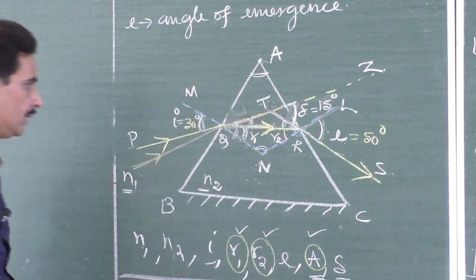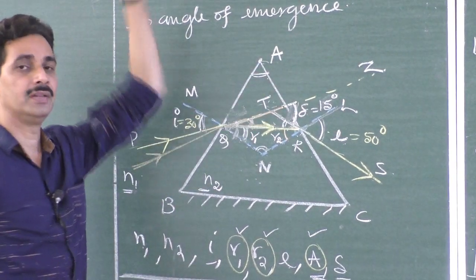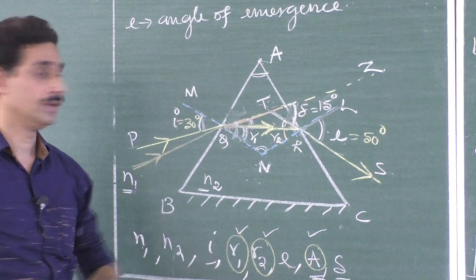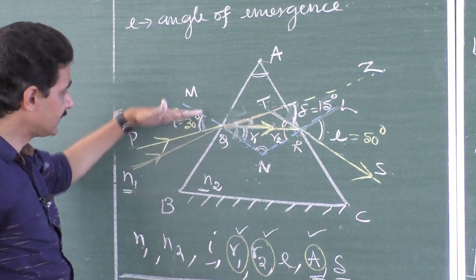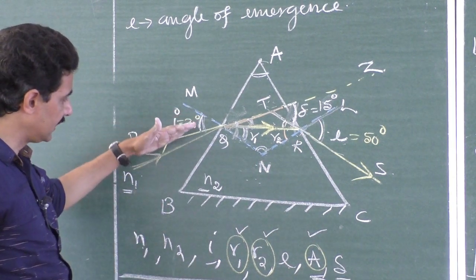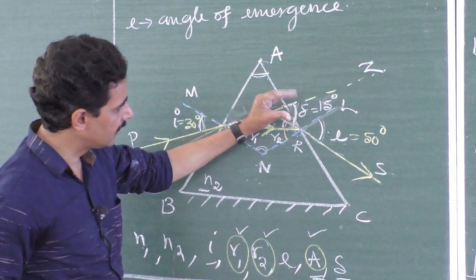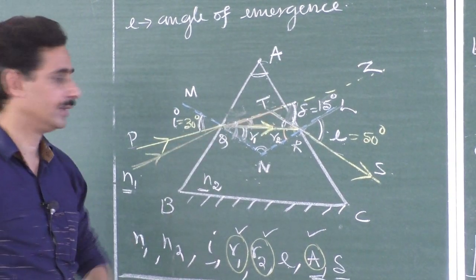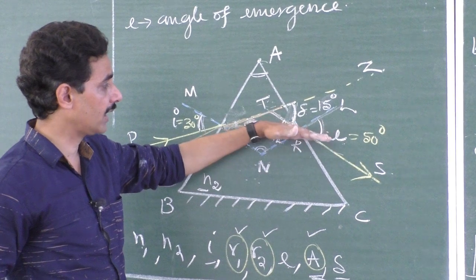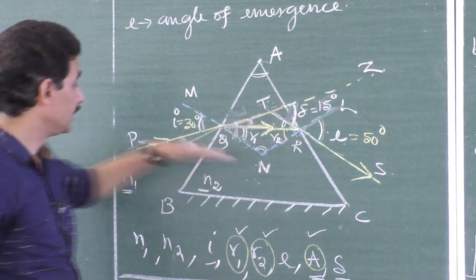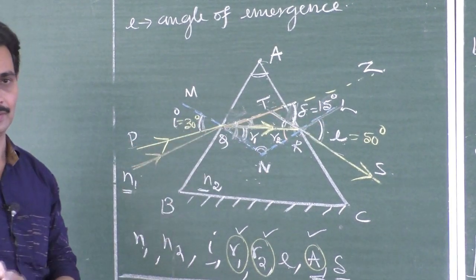What is the angle, sir? This deviation. Deviation decreases. That is a very important thing. As the angle of incidence is increased, the angle of deviation goes on decreasing. What do you mean by that? The ray comes closer and closer to its original direction if you choose more and more incident angle.